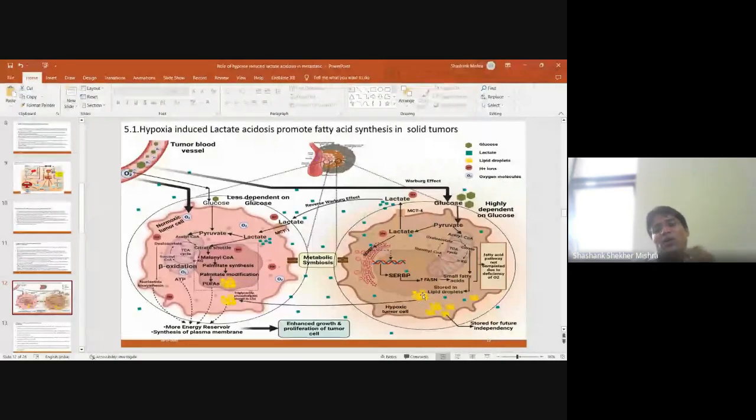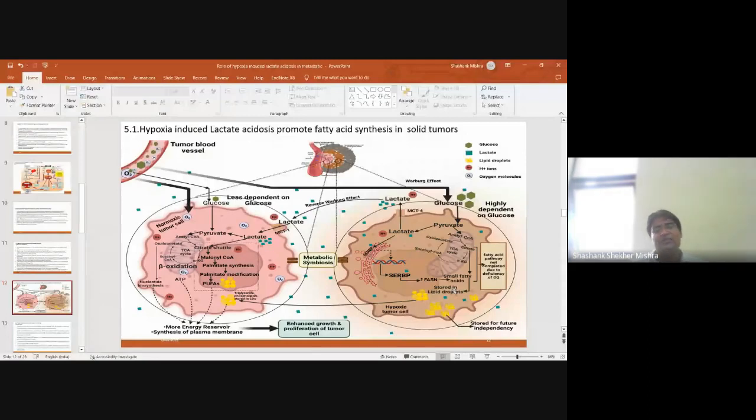The purpose of accumulating these lipid droplets, as reported, is that they would be used for future independence. This hypoxic cell, today or tomorrow or after some time, will get access to oxygen, and when it gets oxygen, these fatty acids will help both in energy production as well as in rapid synthesis of the plasma membrane. So this is how lactate is helping the cancer cells.